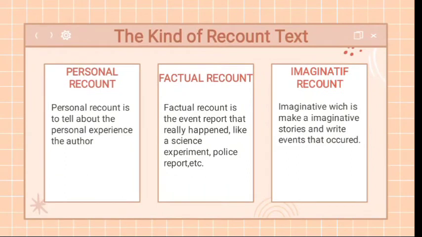The kinds of recount text. Personal recount. Personal recount is to tell about the personal experience of the author. Factual recount. Factual recount is an event report that really happened, like a science experiment, police report, and so on. Imaginative recount. Imaginative recount makes imaginative stories and writes events that occur.